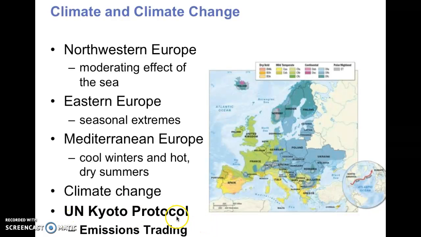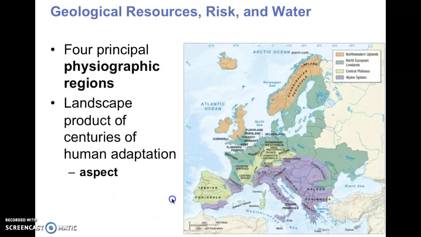Now, the UN Kyoto Protocol is an emissions trading protocol, one of the things that came out of it, but the main part of the protocol is that it is about reducing carbon emissions, CO2 emissions, by 5% by 2012. That was one of the main tenets of it.